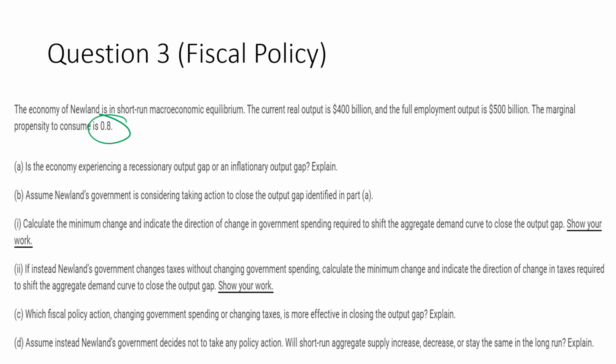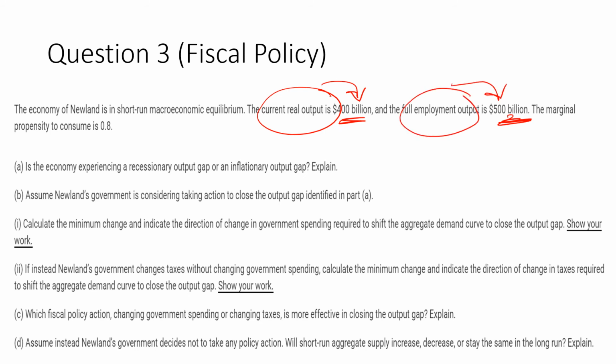So there's a lot of good information that you really need to very, very carefully examine in the very beginning of this question. Is the economy experiencing a recessionary output gap or an inflationary output gap? And explain. Okay. Now, luckily for this first one, I don't even really need to go to any kind of graphs or anything. We can just totally take a look at the numbers we see right here, 400 billion and 500 billion. Okay. So this is the current real output, meaning this is what the economy is actually producing right now. But full employment output is this. Remember that full employment, this is equilibrium. This is when the economy is normal.